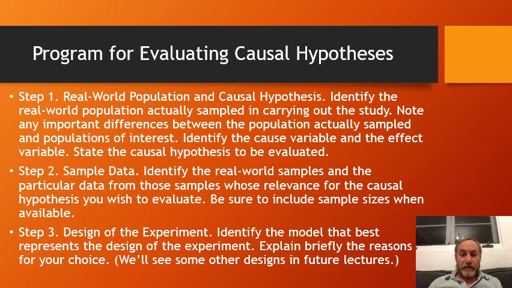Step three, identify the design of the experiment. Here's where we haven't seen other designs yet. But for right now, the only design you know about is the randomized experimental trial. So if you're talking about this rat experiment, that's what you would say here, and explain why you think that's the best model for this sort of experiment.